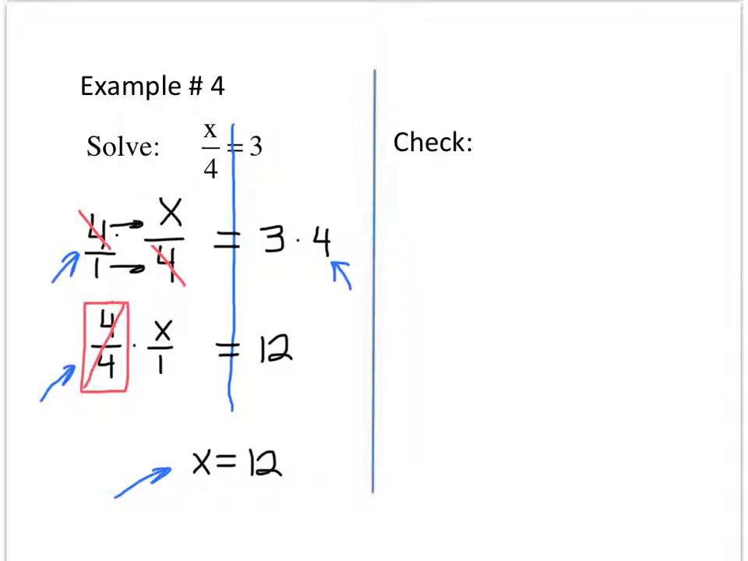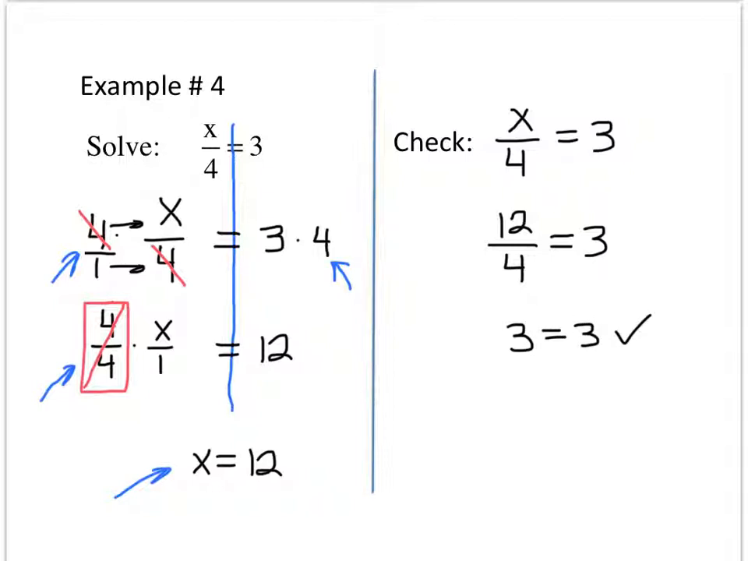And if we're still not convinced, we can always come over here and check. I have x over 4 equals 3. I want to check this by plugging in 12 for where the x used to be. And we can double check that 12 over 4 in fact does simplify down to 3. So we've done this correctly.